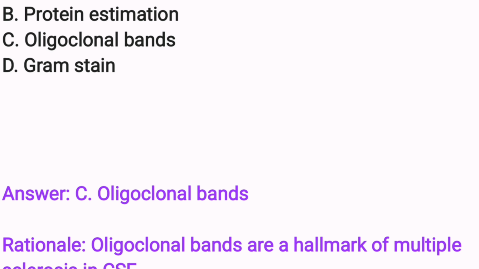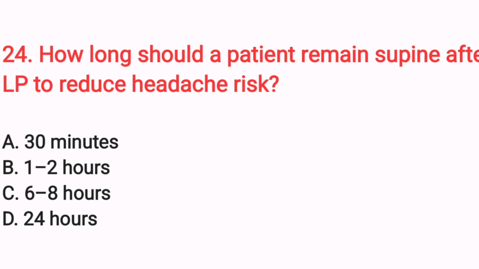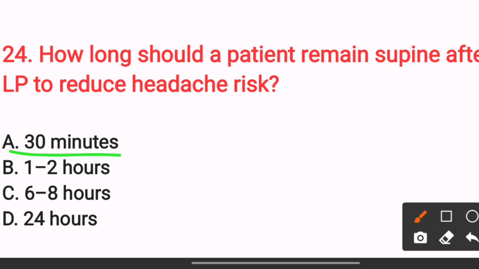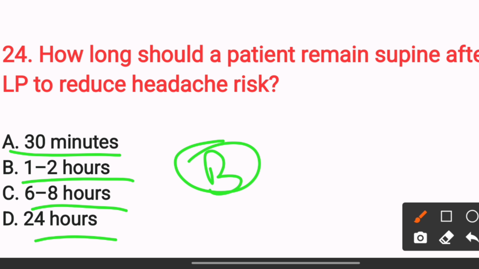Next, how long should a patient remain supine after the LP to reduce the headache risk? Option A, 30 minutes. Option B, 1 to 2 hours. Option C, 6 to 8 hours. Option D, 24 hours. The answer is option B, 1 to 2 hours, because short supine periods reduce the risk of CSF leakage and also prevent the headache. So the answer will be option B.